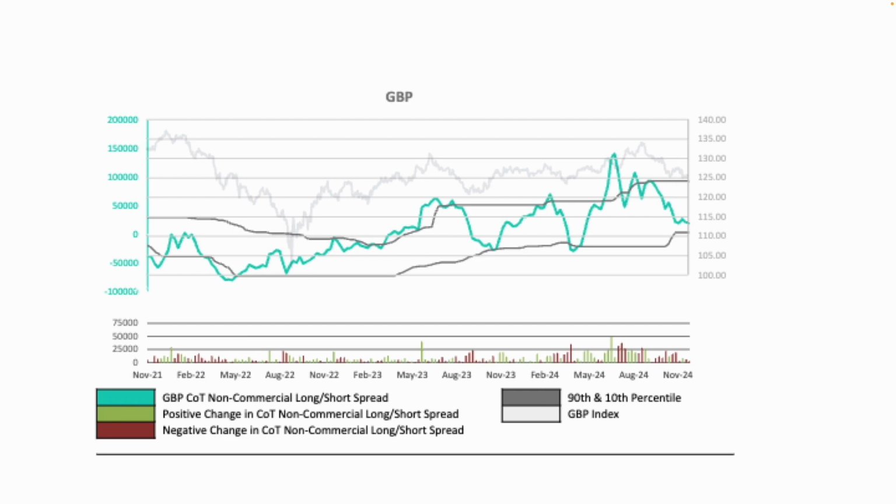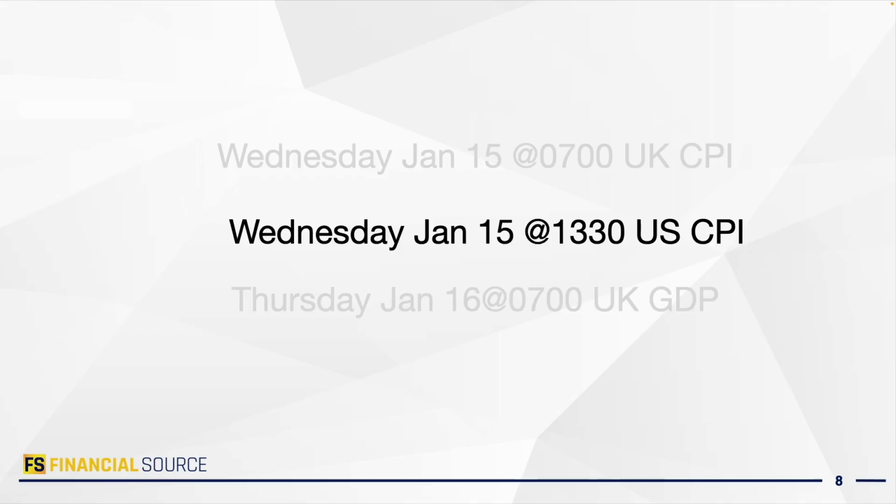Will we be interested in going long the pound? No, because we're looking for opportunities to short the pound in line with the recent sentiment and in line with the recent dollar strength. Now, looking later on Wednesday, we've got US CPI data.